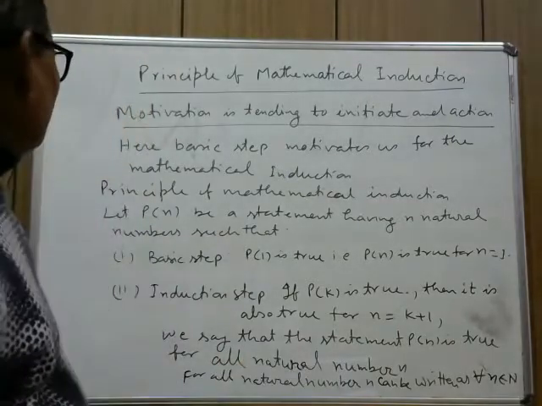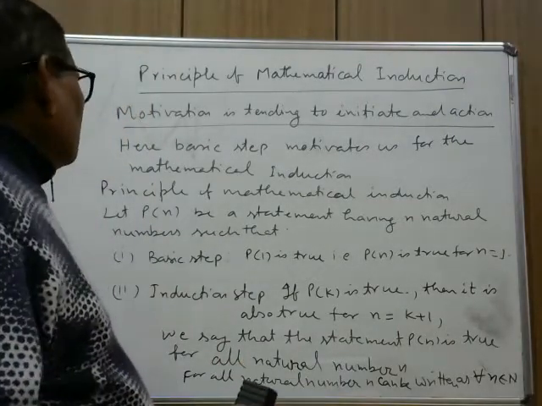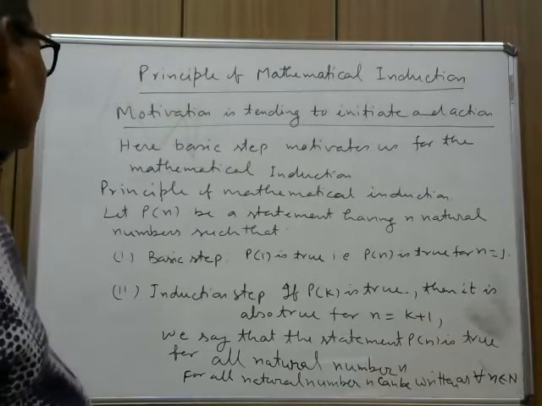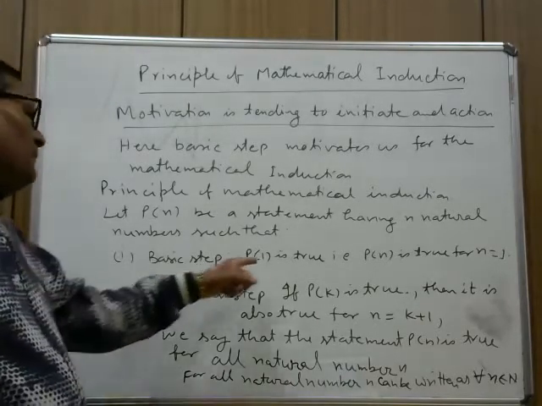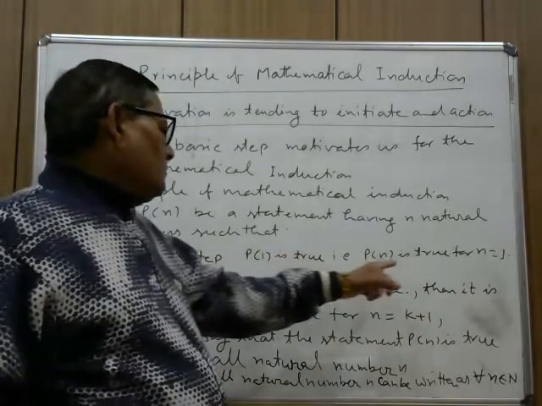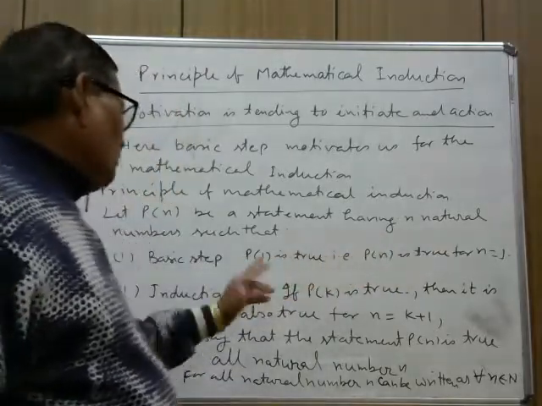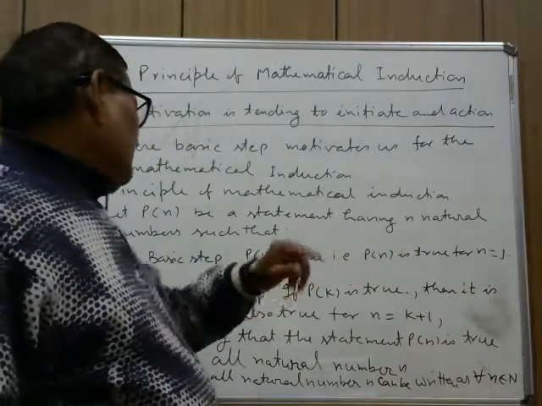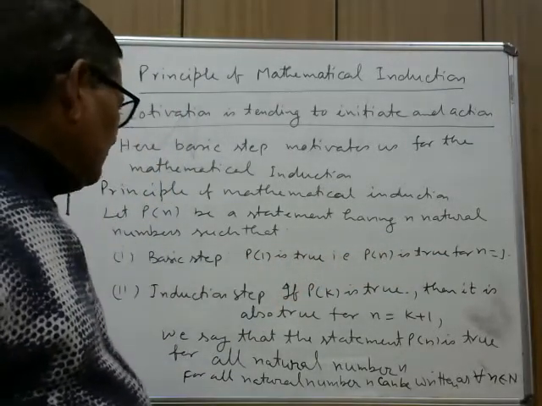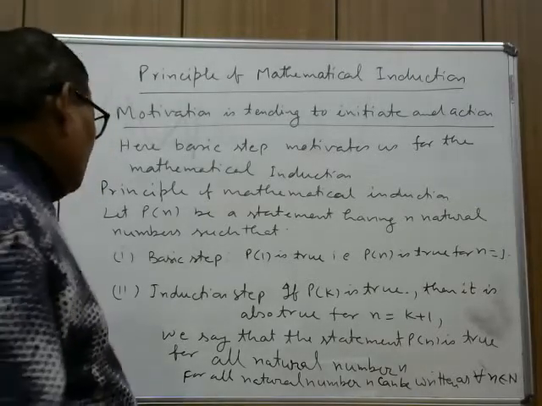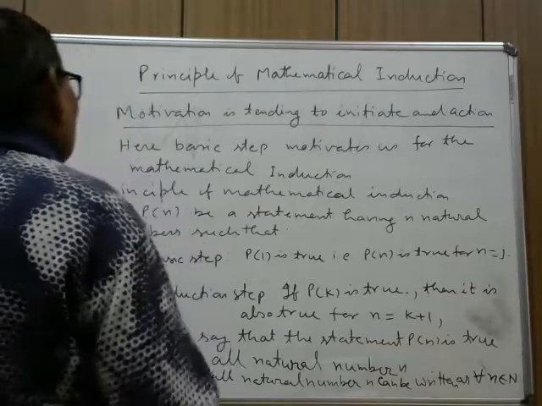So this is the principle of mathematical induction, in which let Pn be a statement having n natural numbers such that your basic step P1 is true, that is Pn is true for n equals to 1. You can write in both ways, and induction step is if Pk is true, then it is also true for n equals to k plus 1. We say that this statement Pn is true for all natural number n.